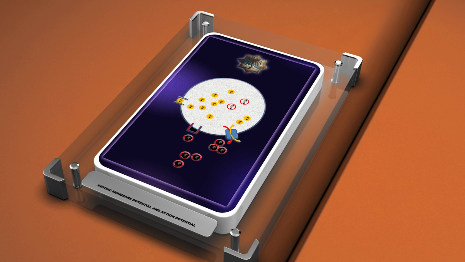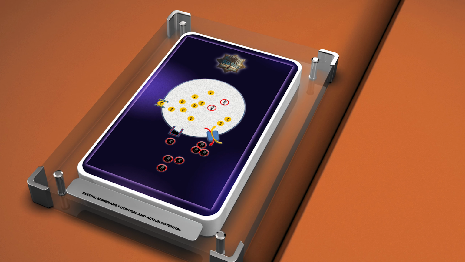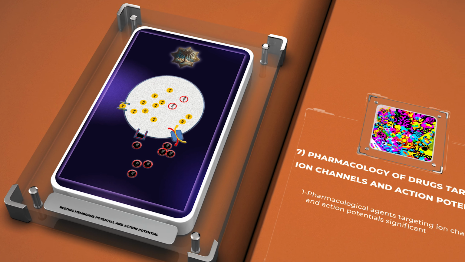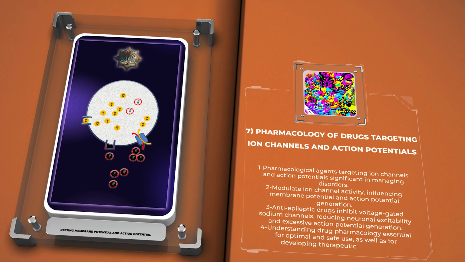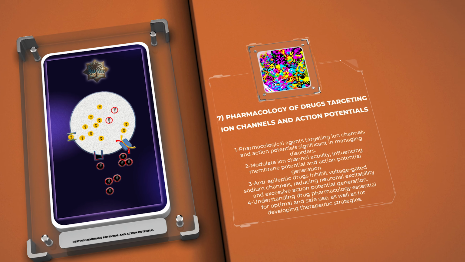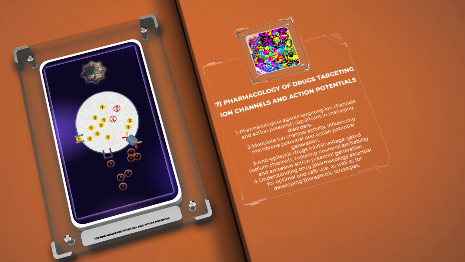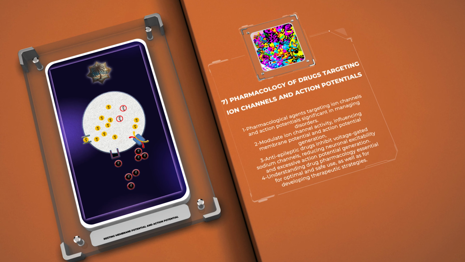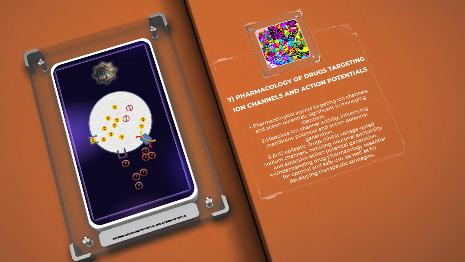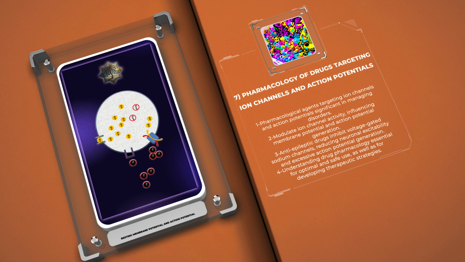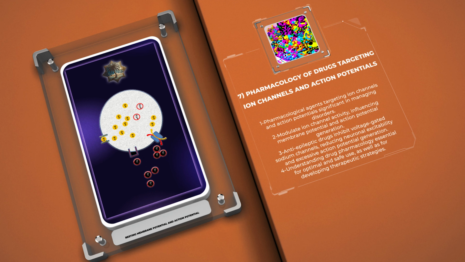therapies. Pharmacological agents targeting ion channels and action potentials play a significant role in the management of various disorders. These drugs can modulate ion channel activity, either by enhancing or inhibiting their function, thereby influencing membrane potential and action potential generation. For instance, anti-epileptic drugs such as carbamazepine and phenytoin act by inhibiting voltage-gated sodium channels, reducing neuronal excitability and preventing the generation of excessive action potentials. Understanding the pharmacology of these drugs is essential for their optimal and safe use, as well as for developing novel therapeutic strategies for conditions involving ion channel dysfunction.